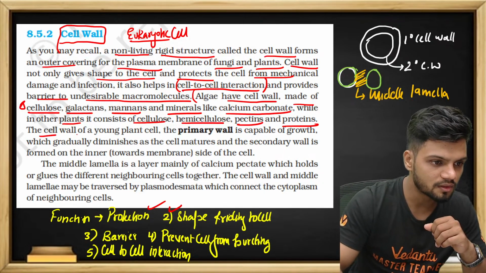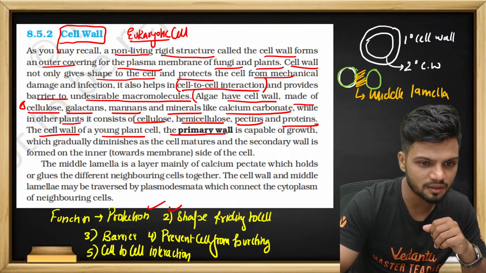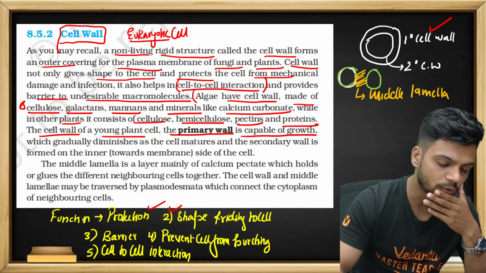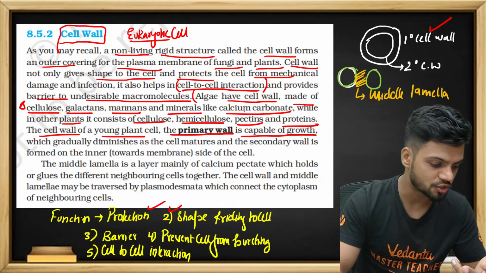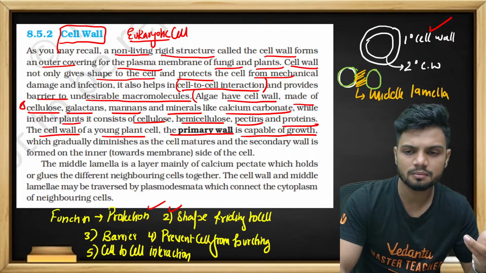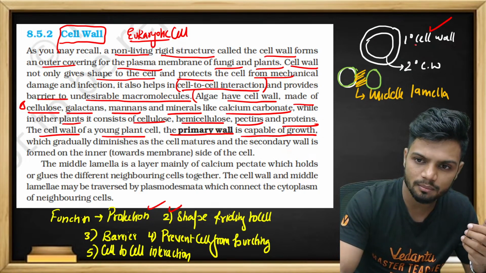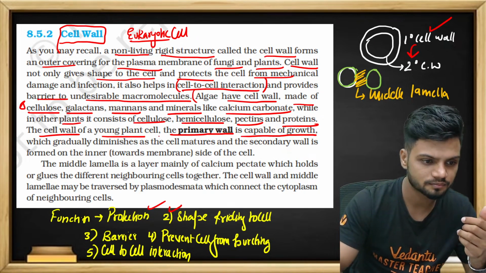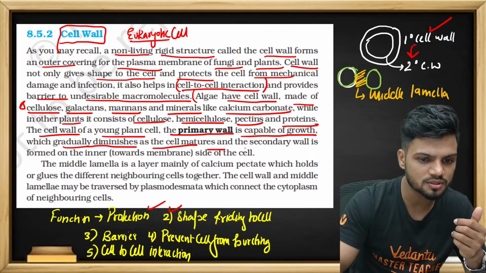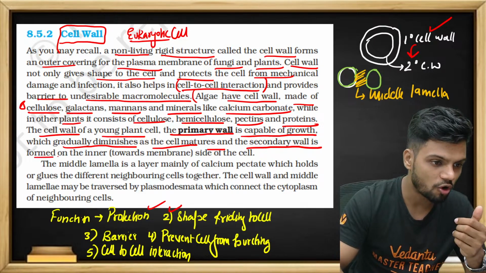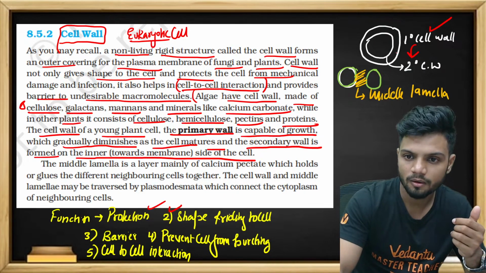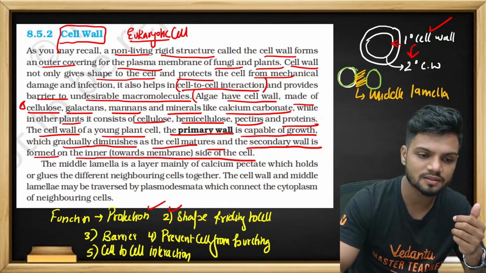The cell wall of young plant, the primary wall, is capable of growth. The primary cell wall is able to grow. It is much more permeable in nature. Young plants are more permeable. But again, it diminishes and the cell matures, and the secondary cell wall is formed on the inner side of the cell. Inside, you have the secondary cell wall.